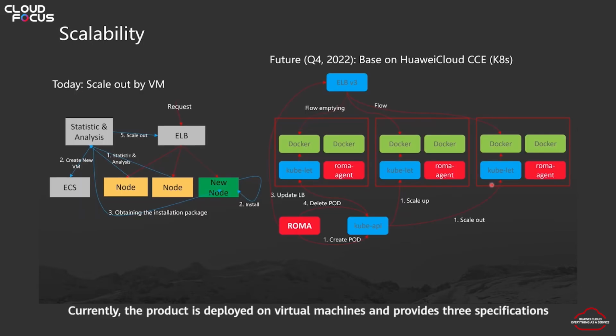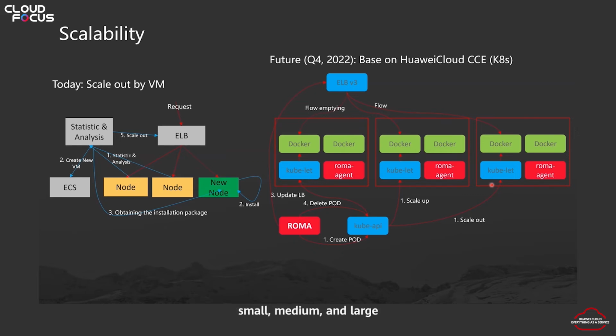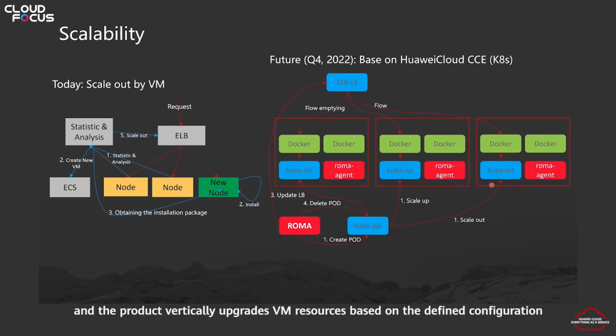Scalability. Currently, the product is deployed on a VM and provides 3 specifications: small, medium, and large. It also supports scale out. Monitoring allows users to trigger a specification upgrade, for example, from small to medium, and the product will locally upgrade VM resources based on the defined configurations. At the same time, a new deployment VM can also leverage load balancers for horizontal growth. So it supports both vertical growth and horizontal growth.